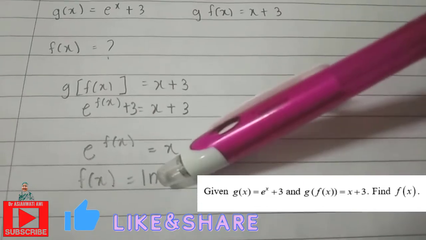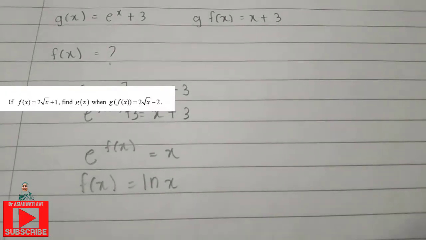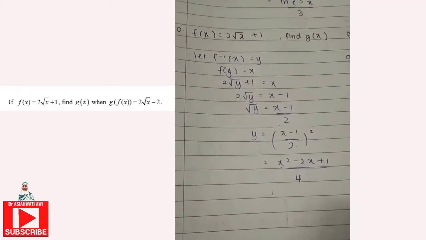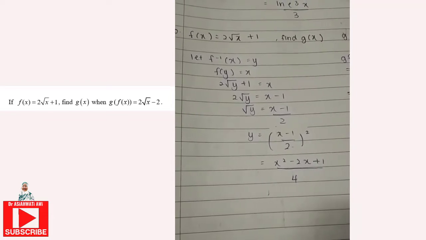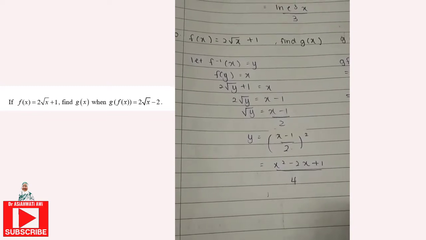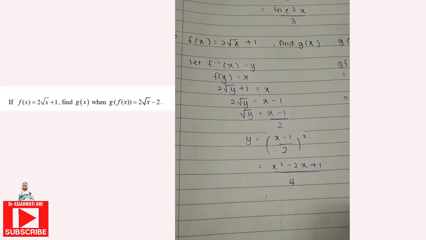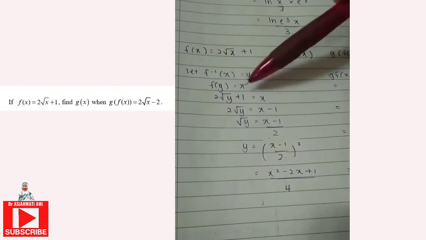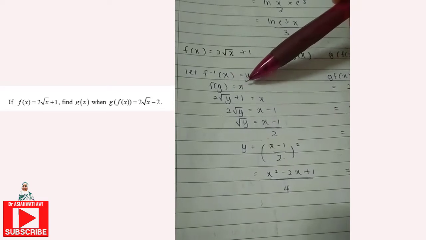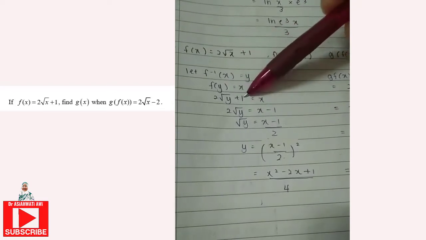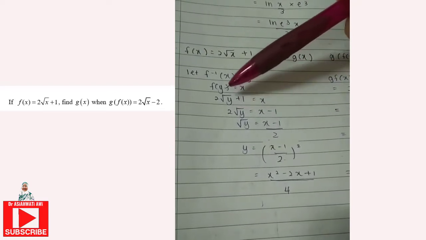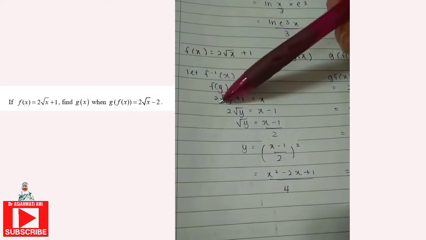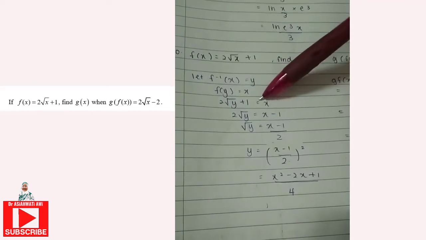So we got the answer for the 9. So question 10 asks us to find g(x) when g(f(x)) is equal to 2 square root of x minus 2, and f(x) is given as 2 square root of x plus 1. So we just let the f inverse as y. We change it into f(y) is equal to x, and we change the x value with y. So we got 2 square root of y plus 1 equal to x.